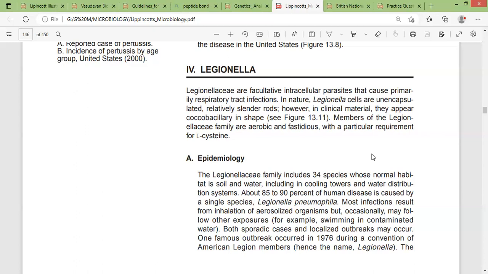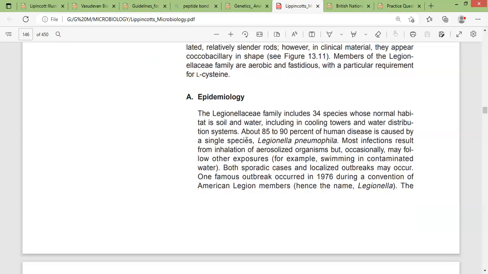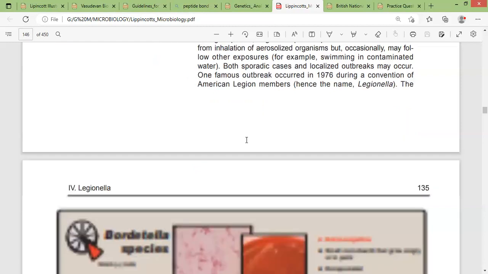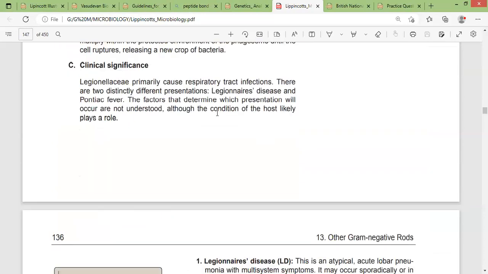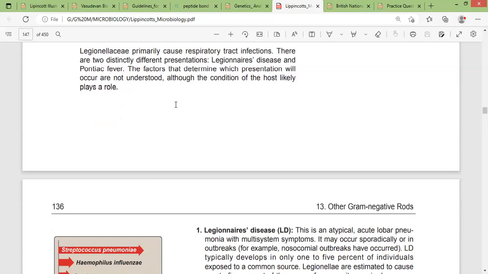And how is it transmitted? Because if it causes a respiratory disease, then you expect infection through aerosols, the respiratory droplets again. But sometimes when you're swimming in contaminated water, you can also get this Legionella pneumophila. Majorly it is a respiratory tract infective disease, but there are two unique presentations: Legionnaires' disease and Pontiac fever. So if you ask what organism causes Pontiac fever, you have Legionella pneumophila as your answer.